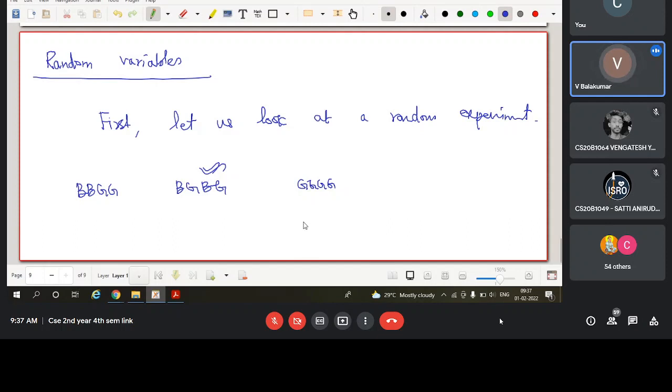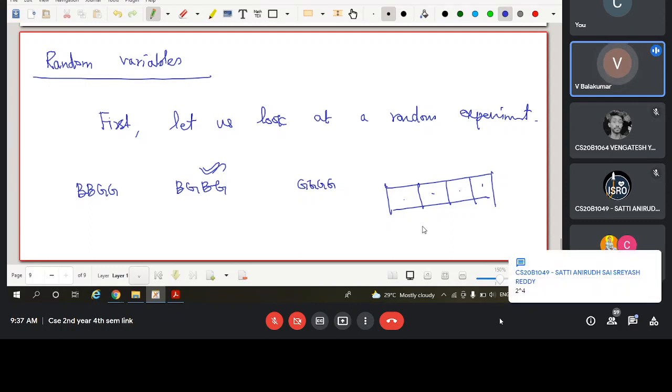Now I want to list all the possibilities. How many possibilities are there? Total number of possibilities. So you should think about it like this. You want to make 4 entries. This may be boy or girl. This may be boy or girl. This may be boy or girl. This may be boy or girl. Are you understanding this? So what is the total number of possibilities?